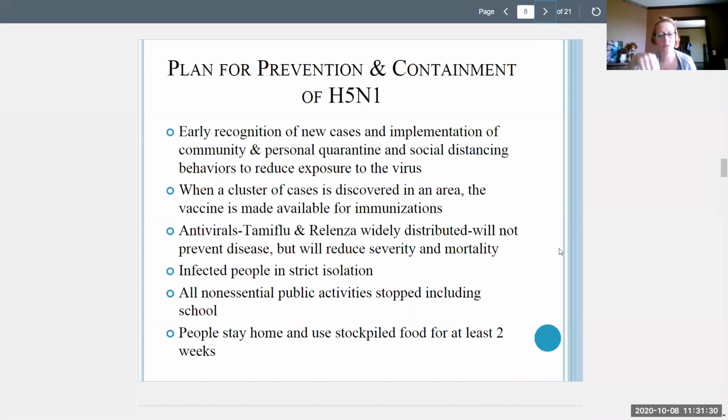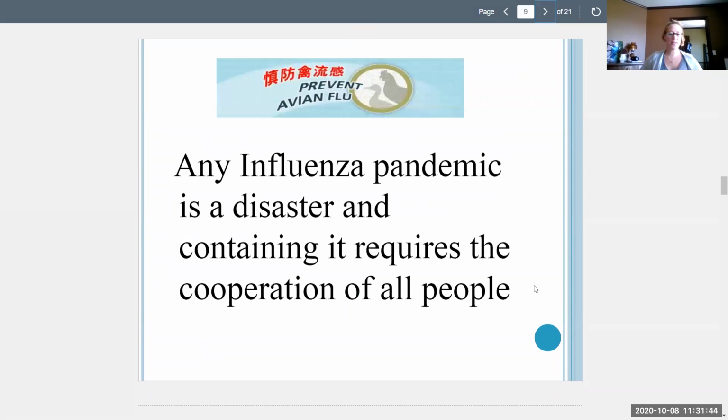And again, infected people should be in strict isolation, and all non-essential public activities stopped, including school, and people stay home and use stockpiled food for at least 2 weeks or longer. So any influenza pandemic is a disaster, and containing it requires the cooperation of all people. Any pandemic is a disaster, not just influenza. We know that.